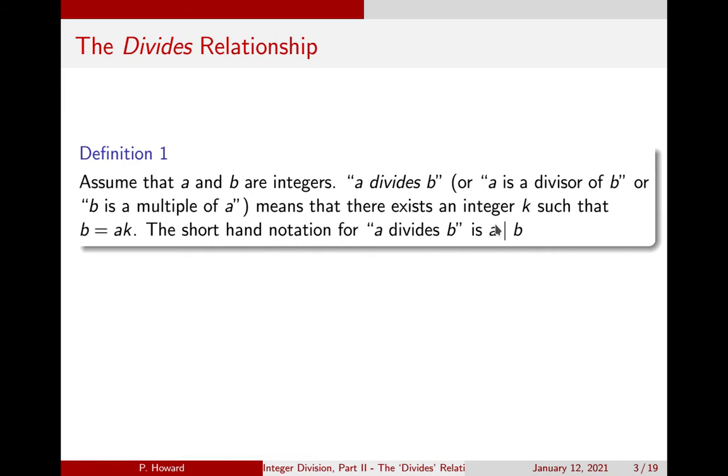And now the definition of the divides relationship. So we assume a and b are integers. Then a divides b means that there's some integer k such that b is a times k. In other words, there's an integer k for which you can factor b into a times k. The shorthand notation for a divides b is this: a vertical slash b.